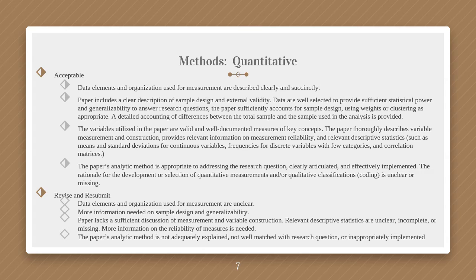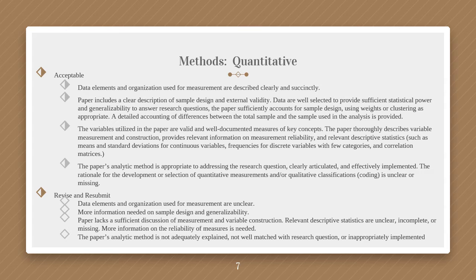Quantitative studies will be evaluated with different criteria, and those are aligned with the Journal Article Reporting Standards for quantitative research. One of the key issues with method sections is providing sufficient clarity and thoroughness so that your study can be replicated. So you're going to be sure that the data elements and organization are described clearly and succinctly, and that you provide a clear description of your sampling flow.